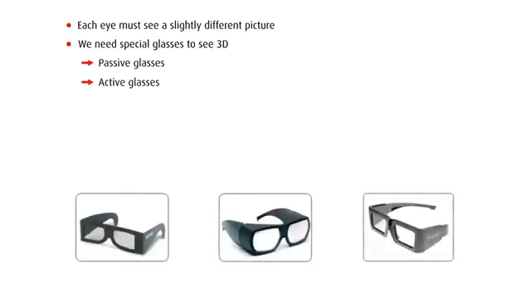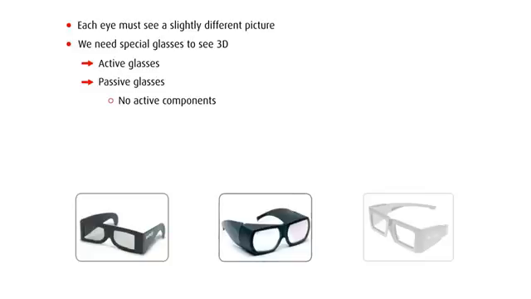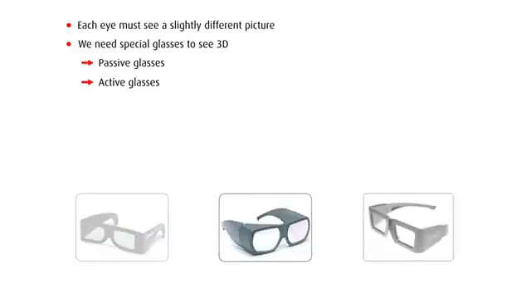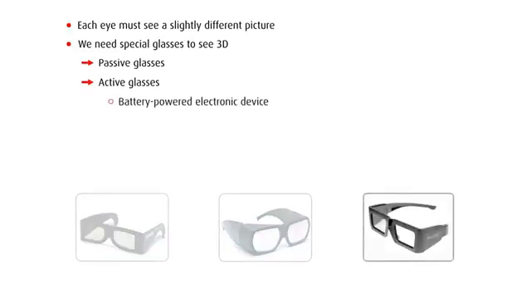Today, we use either passive glasses or active glasses. Passive glasses don't contain any active components. Active glasses, on the other hand, typically contain a battery-powered electronic device to alternately block the view of the left eye and the right eye.